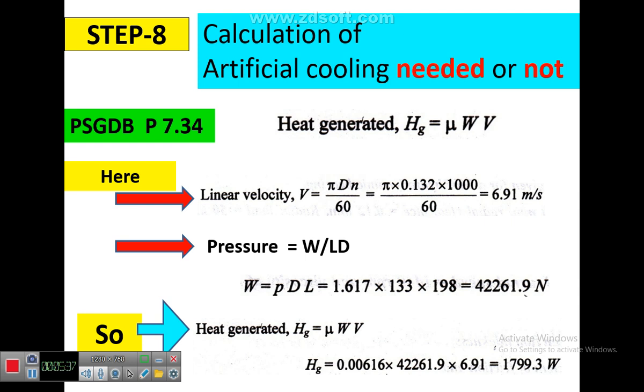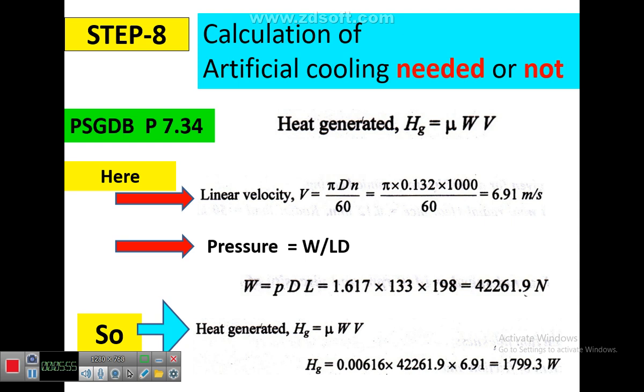And coming to the next calculation, whether artificial cooling is needed or not. So we have a formula, page number 7.34, having Hg equal to mu W V. So V is the unknown, so using the formula pi dn by 60, we can calculate it as 6.91 meter per second.